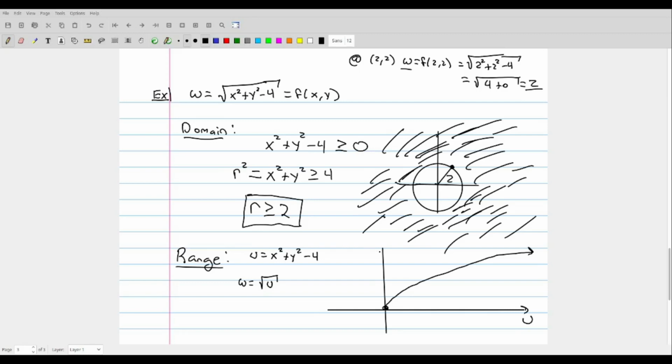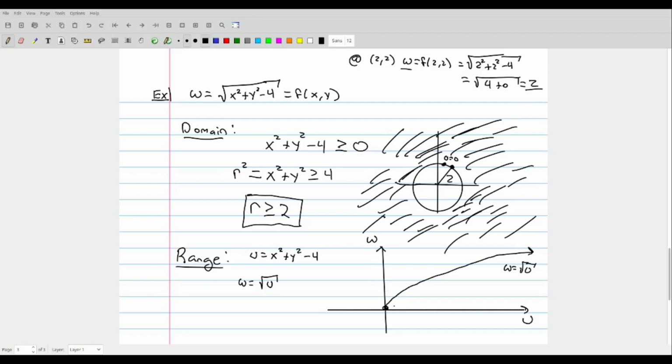This is the u-axis, say, and this is the w-axis. This is the function w equals the square root of u. Now we know that u is x squared plus y squared minus 4, so u goes from a value of 0 on the surface of radius 2. U is equal to 0 at any point on this circle right here. And u only gets larger as you move further and further away.